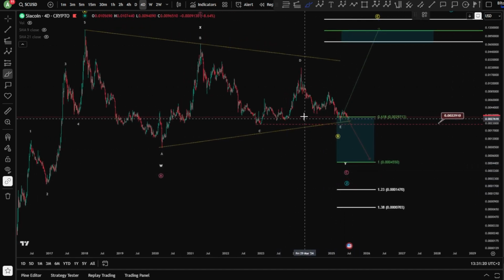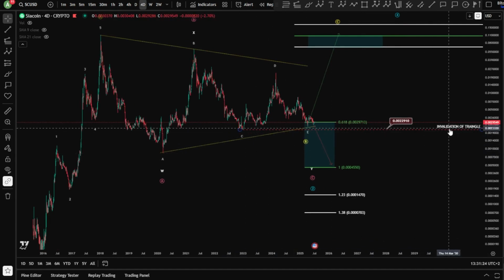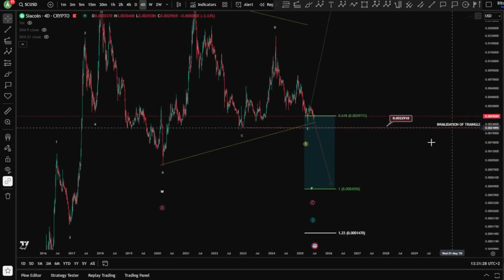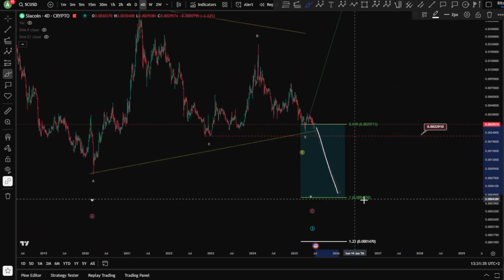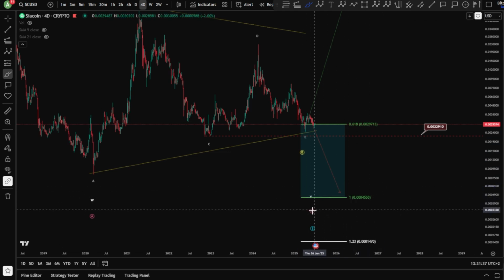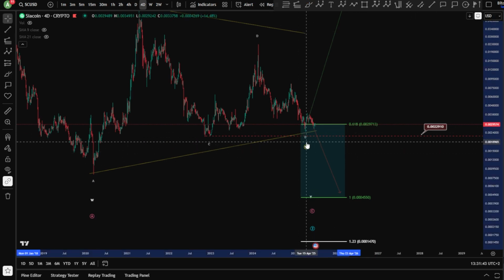Once this triangle is broken, taking the invalidation of wave C here, the invalidation of the triangle, still at this number, if taken, which is not yet, then we are looking for something lower, maybe the 1-to-1 fib level of wave C. Currently, it's still looking for higher, as a wave E finished as a wave B.